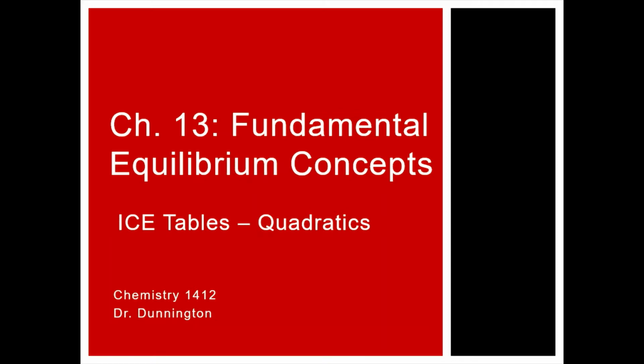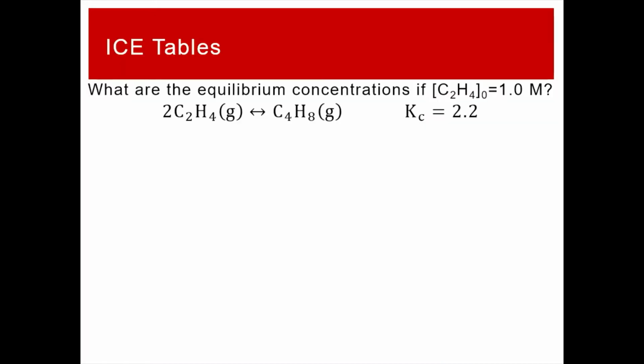Continuing with ice tables, we now want to look at some situations where we need to use a little heavier lifting when it comes to our mathematical tools. What are the equilibrium concentrations if the initial concentration of C2H4 is equal to 1.0 molar? My reaction is 2C2H4 becomes C4H8, and Kc is equal to 2.2.